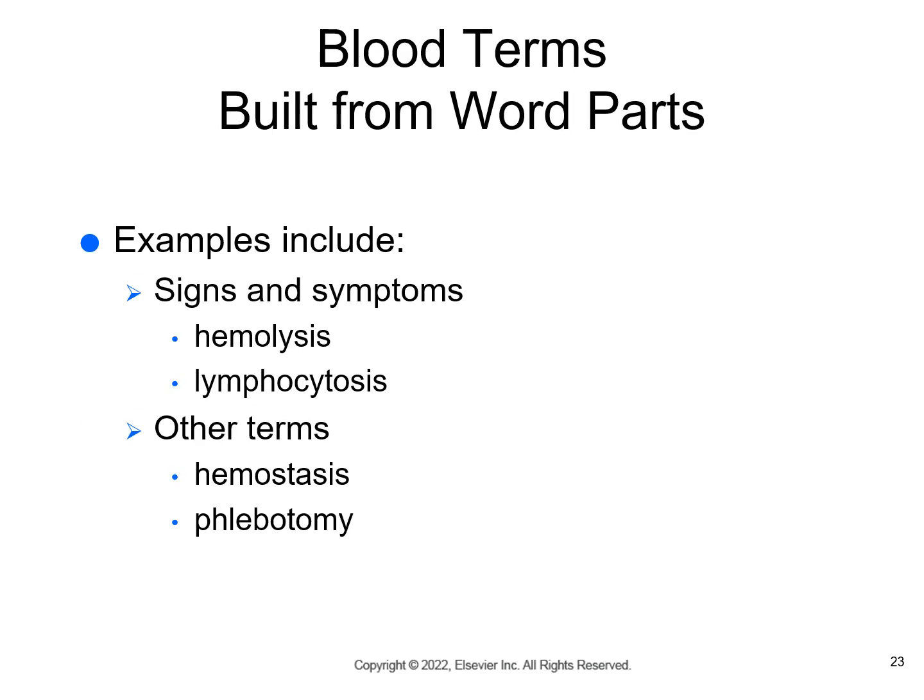Some blood terms that are built from word parts include hemolysis, which is the rupture of red blood cells. Lymphocytosis, which is an increase in the number of lymphocytes. So when you see cytosis, that's increased numbers in blood. When you see penia, that's decreased numbers in blood.